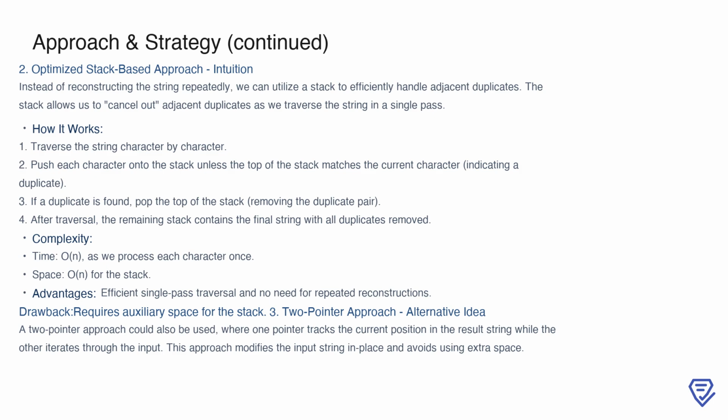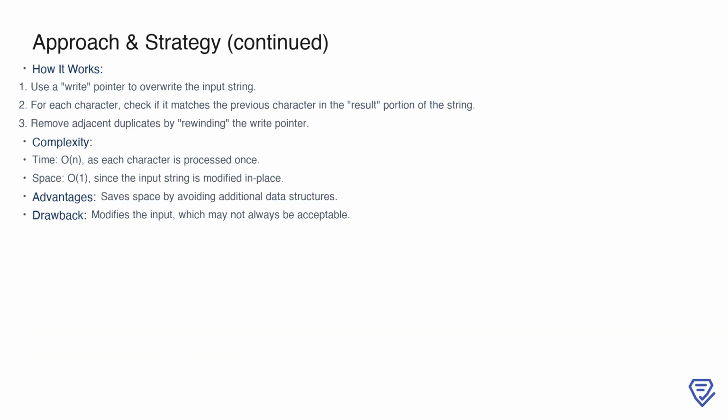Additionally, a variation of this method using a two-pointer approach can provide an alternative solution. In the two-pointer approach, the goal is to save space by avoiding the use of additional data structures like a stack. Instead, we use a right pointer to overwrite the input string in place as we process it. For each character, we check whether it matches the previous character in the result portion of the string. If a duplicate is found, the right pointer is rewound to remove the duplicate pair.